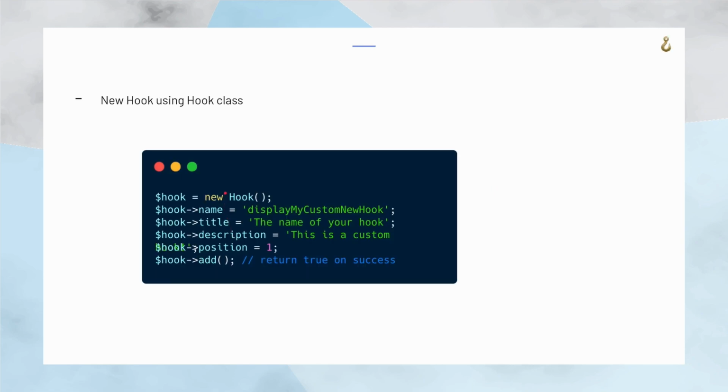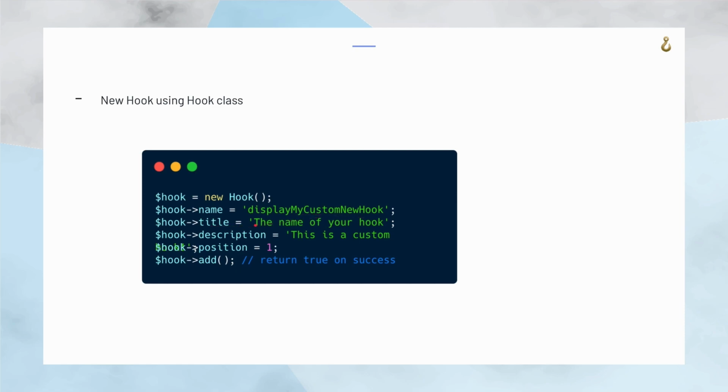The very first solution to create a new hook is a bit complicated in my point of view, because you need to use the Hook class, and using that instance you will be defining some parameters. This example illustrates pretty much all you need to do. Here we are creating a new instance and we are defining the name. The name will be the key here, and again here we are using display because it's simply a display hook, and if it was an action, that would be action my custom hook, right?